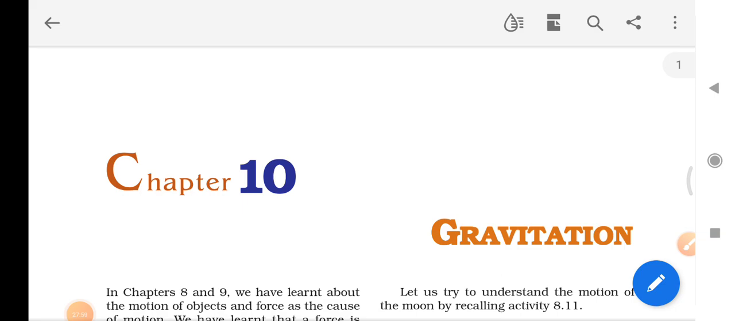You have to take your science book and open chapter number 10, Gravitation.